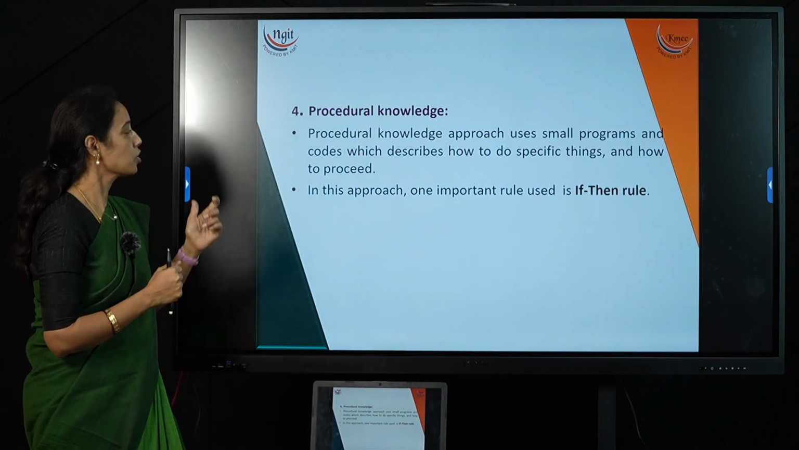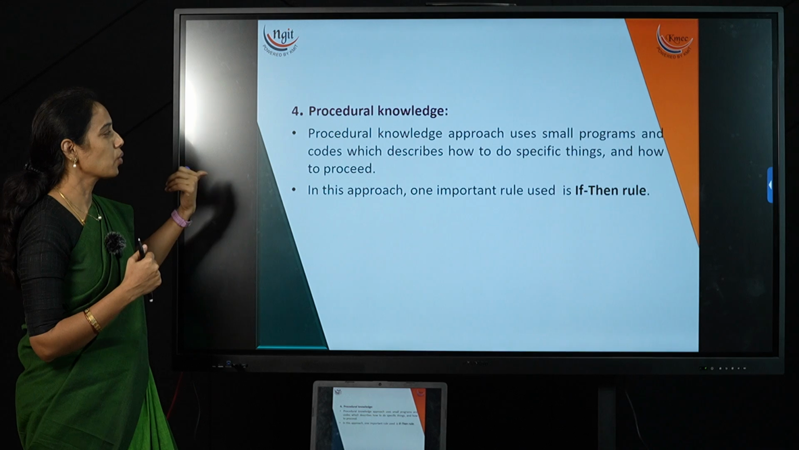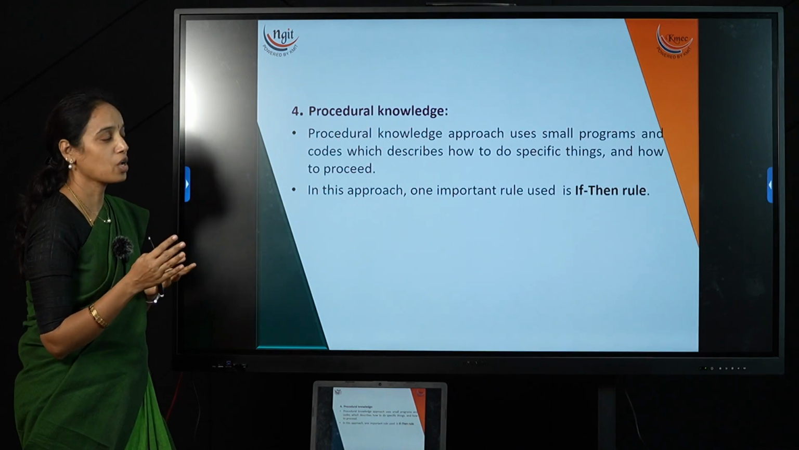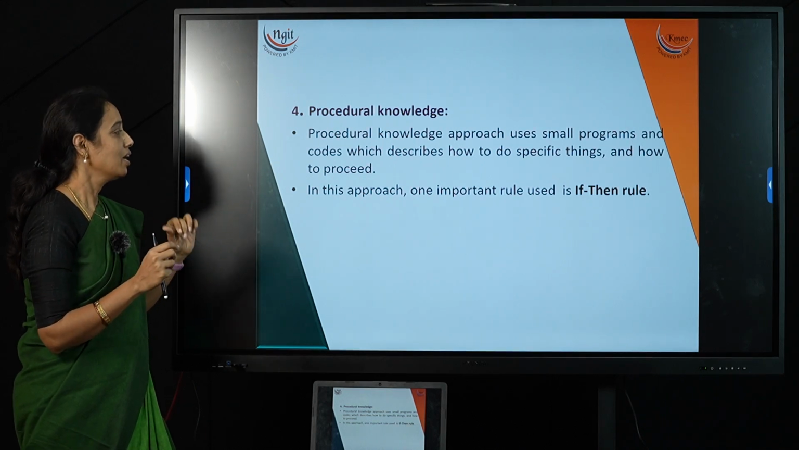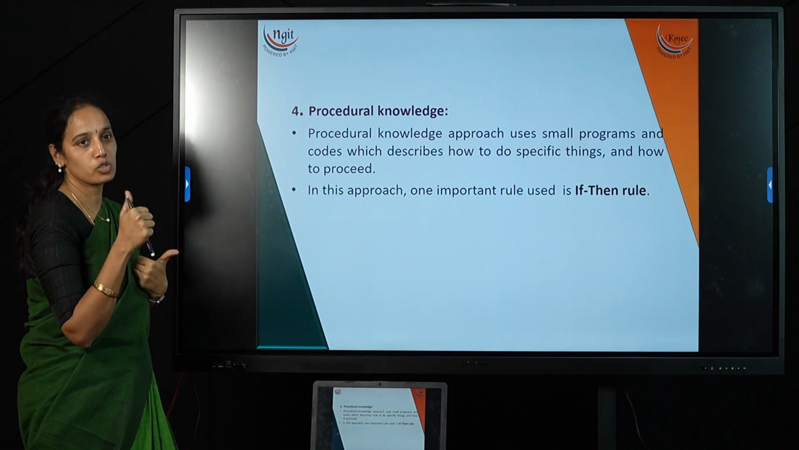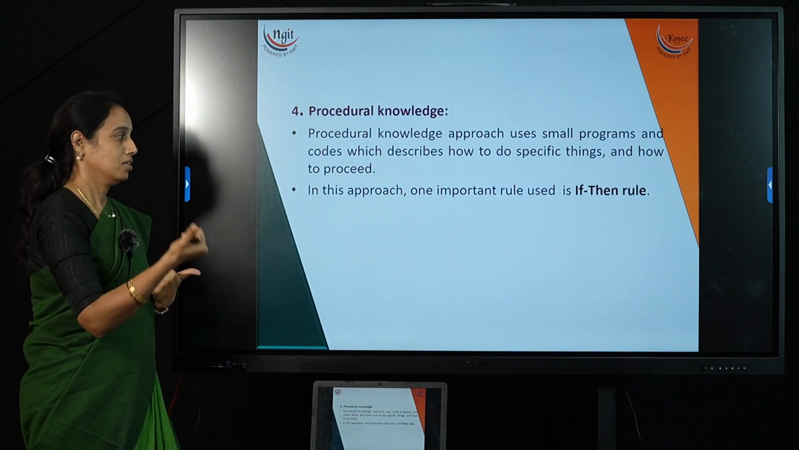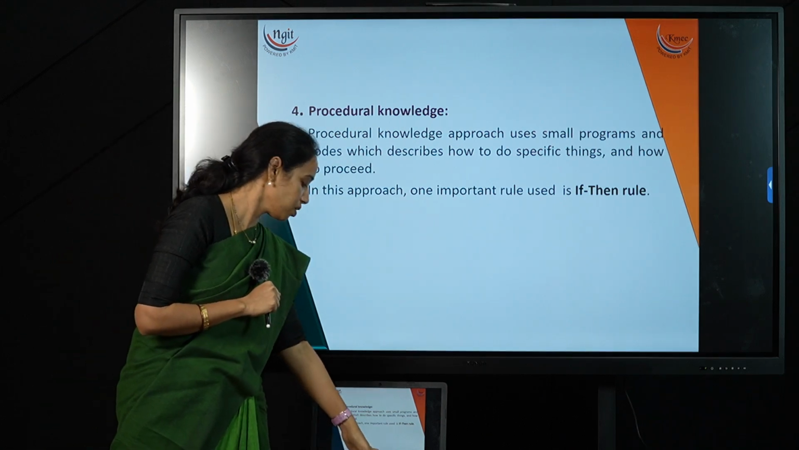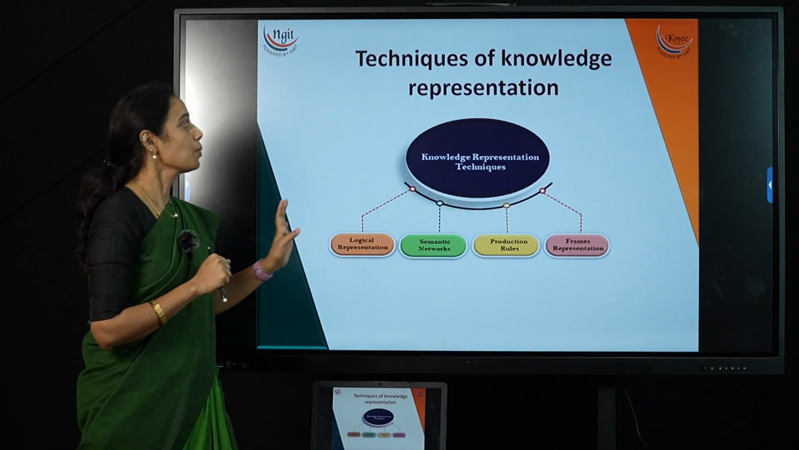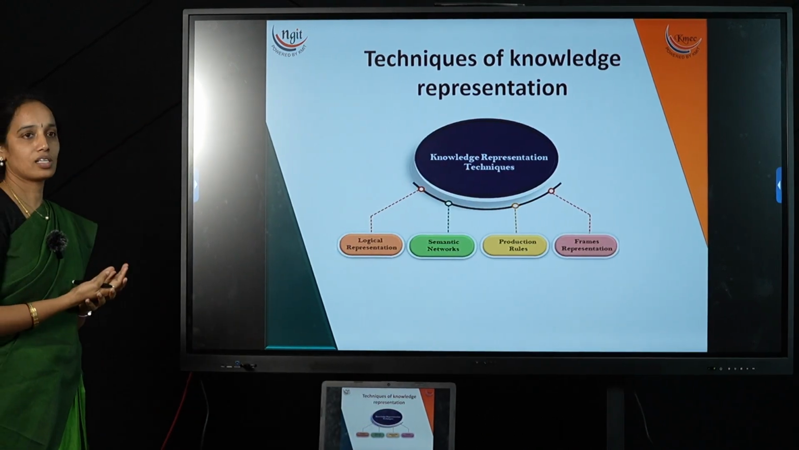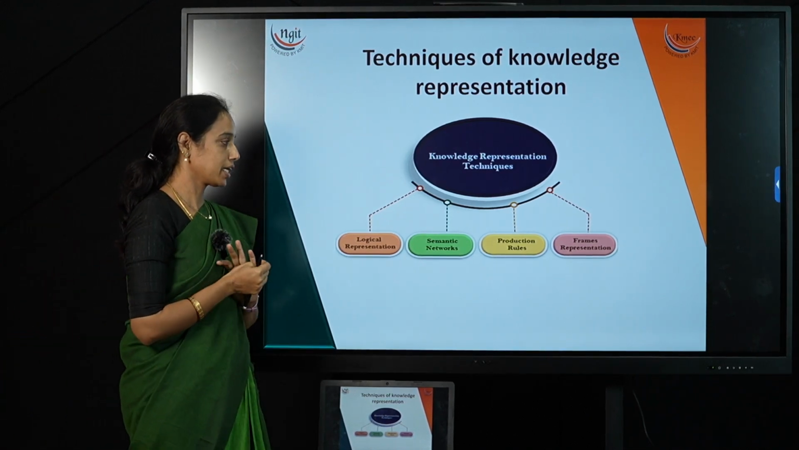And next, procedural knowledge. It uses small programs and code which describe how to do specific things, and mainly here we are going to use one rule, that is the if-then rule. That's it about this procedural knowledge. Okay. And then coming to the techniques of knowledge representation, we have 4 techniques.